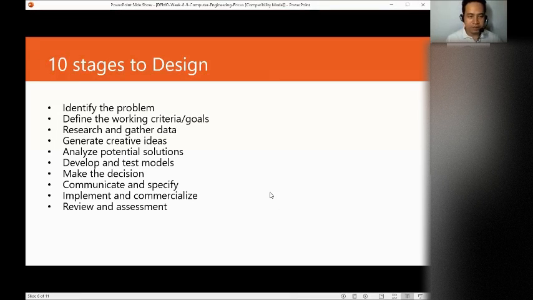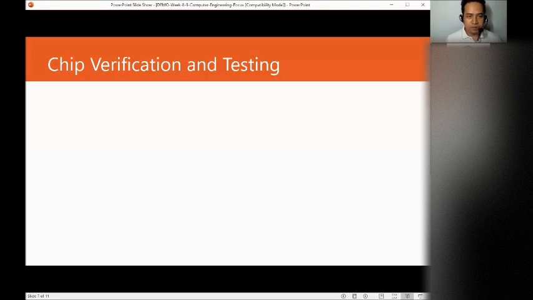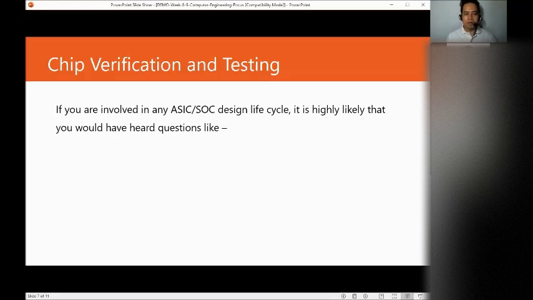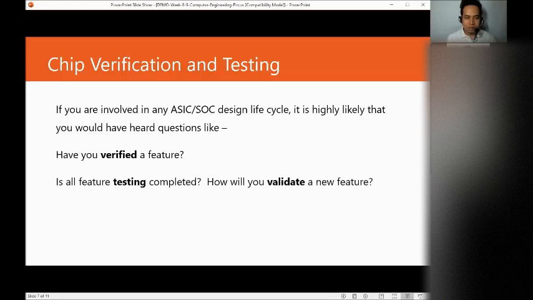Okay, are we done? Yes, sir. Okay, sir. Next, we have the chip verification and testing. So if you're involved in any ASIC SoC design lifecycle, it's highly likely that you would have heard questions like this. Have you verified the feature? Is all feature testing completed? How will you validate a new feature? What design defects were found and how? So when you say chip verification, what do you mean?